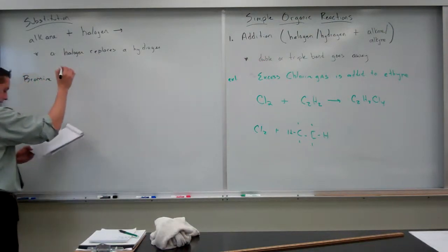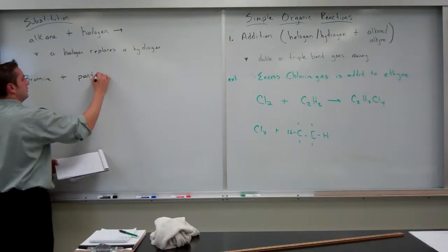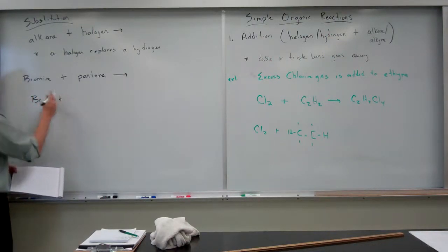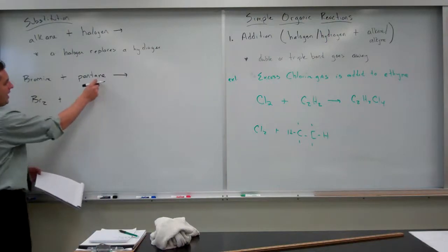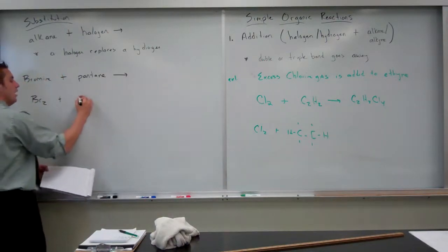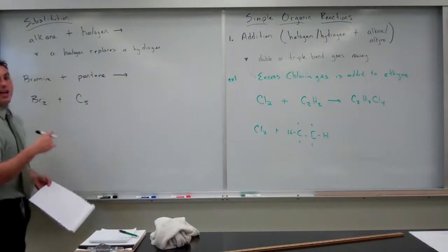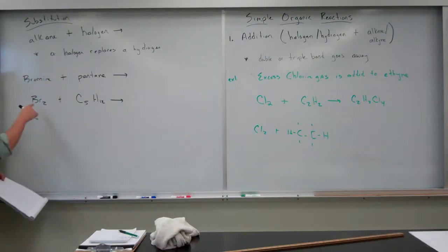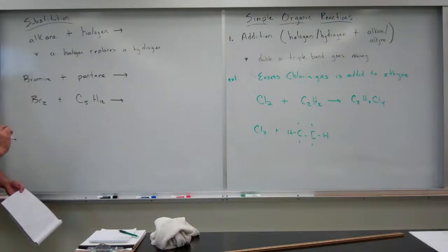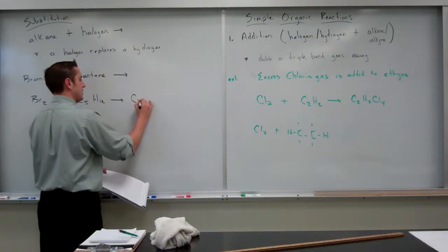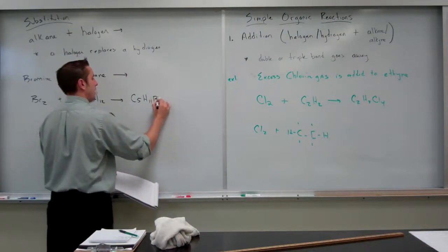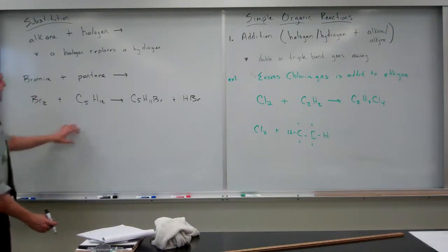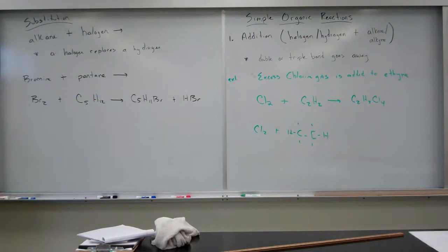Bromine plus pentane. You would figure out what this looks like. Bromine, Br2, that's my halogen. Here's my alkane, ane. That's what makes it not this, but this. Pent is C5. Alkanes are CnH2n plus 2, so H12. All that's going to happen is a Br is going to replace an H, and an H is going to replace a Br. So you end up getting C5H11Br plus HBr. One of the Br's breaks up and swaps with a hydrogen.